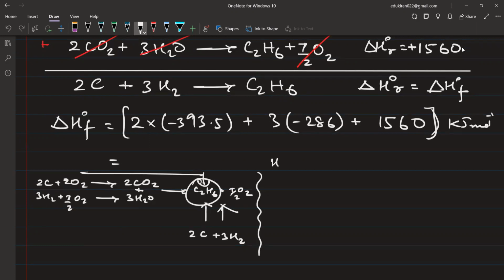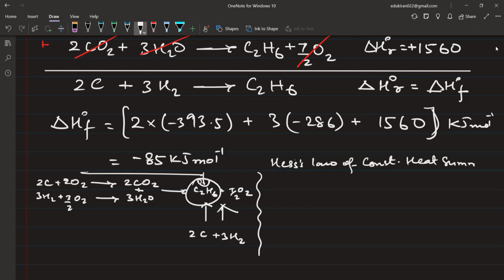प्लीज राइट. बाय द वे इसका आंसर -85 ना, कितना आया था? यस, -85 किलोजूल पर मोल. ओके, प्लीज राइट. Hess's law of constant heat summation. Please write.